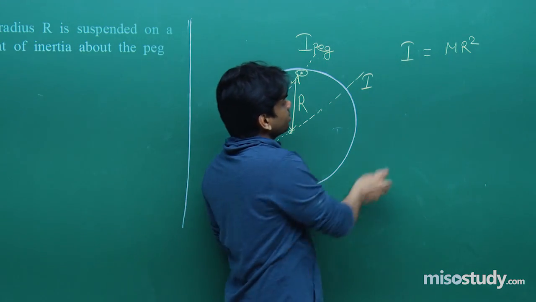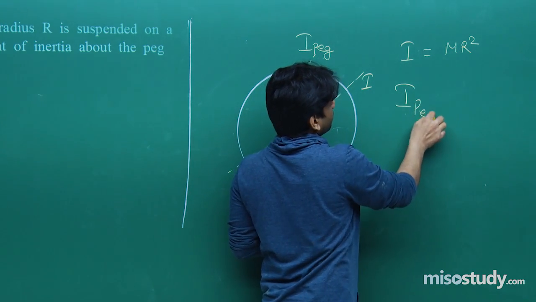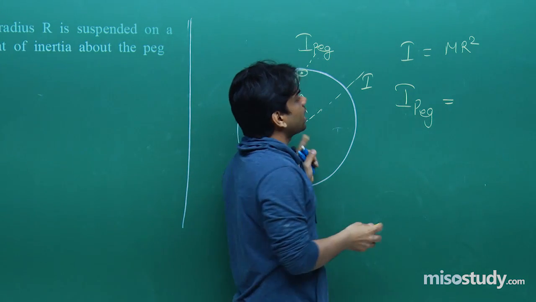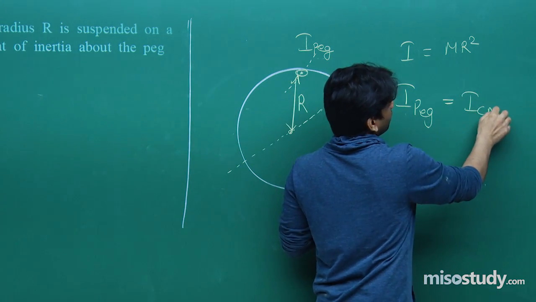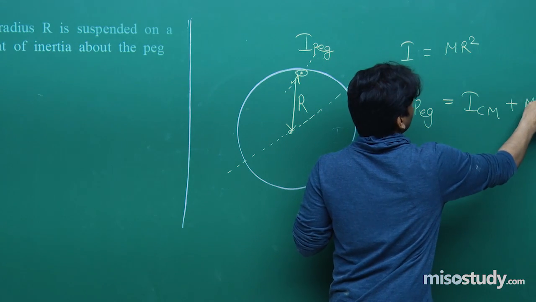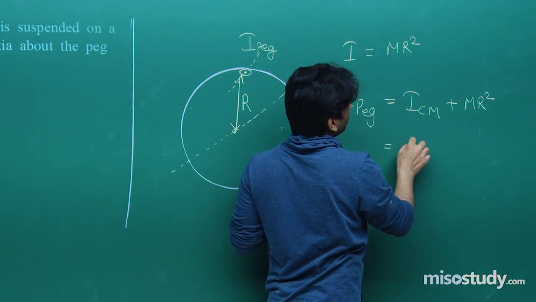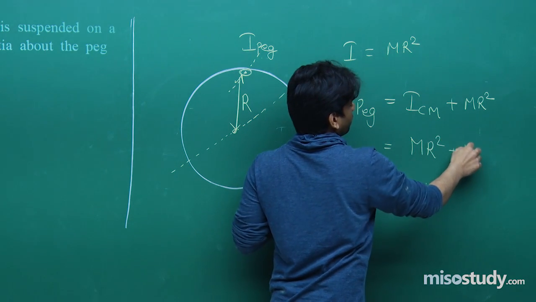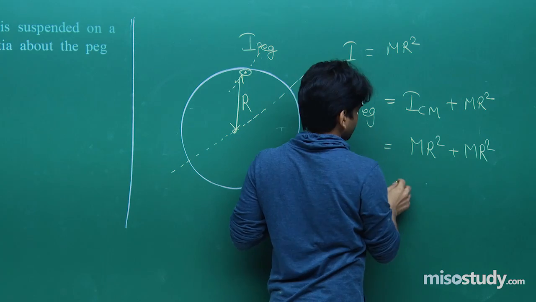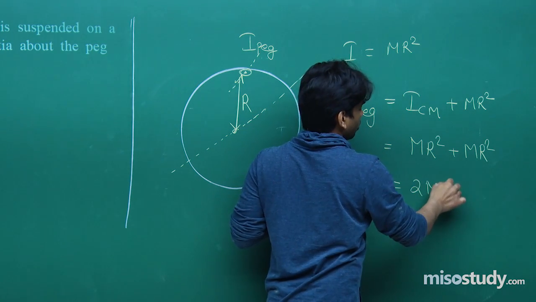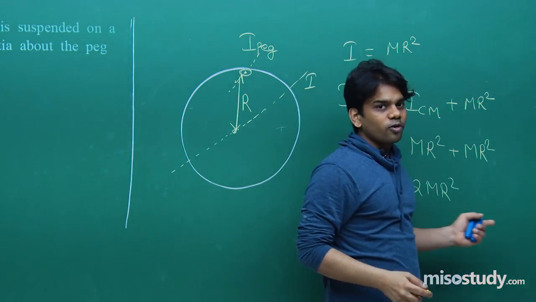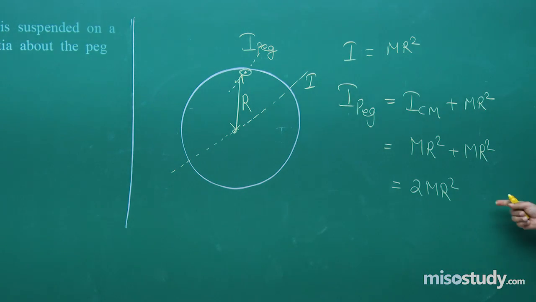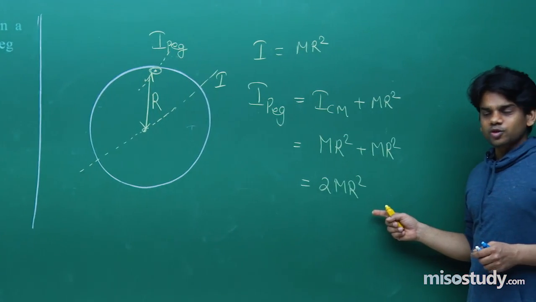Clearly we can write, moment of inertia through peg will be equal to moment of inertia through center of mass, that is I, plus mr whole square. This will come out to be I through center of mass, that is mr whole square, plus mr whole square, which is 2 mr whole square. I hope that you have understood how to reach this part, and the answer you are obtaining is 2 mr whole square.